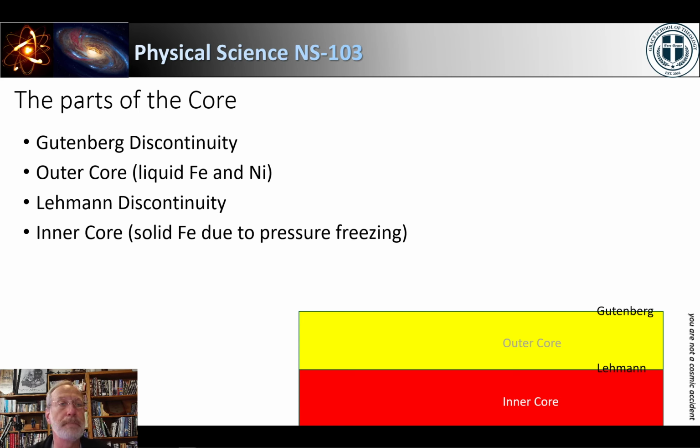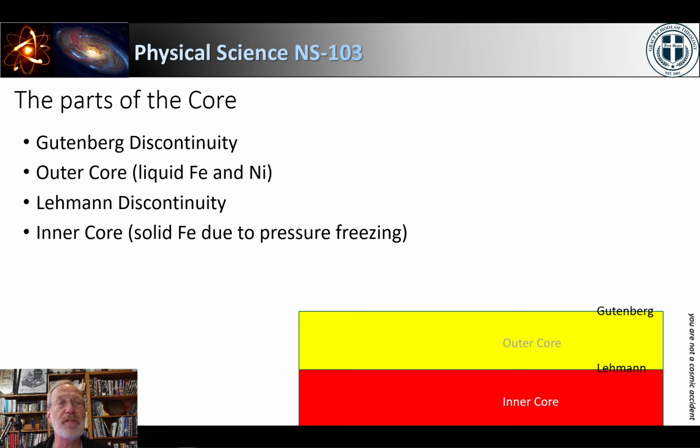What's interesting is that in 1936, a Danish scientist, Inge Lehmann, did work with seismic waves that led her to realize that the core actually has an inner region that is solid. This leads us to two separate parts to the core, the inner core and the outer core. The boundary between these two regions, guess what, is named for Lehmann. It's called the Lehmann discontinuity. The outer core lies just below the Gutenberg discontinuity and is mostly molten iron. The inner core lies below the Lehmann discontinuity and is mostly solid iron.